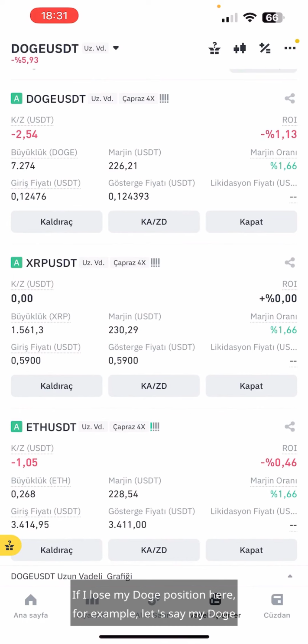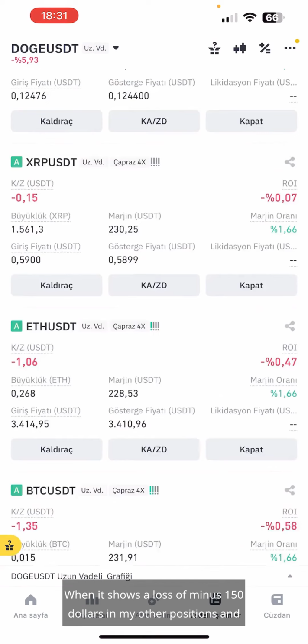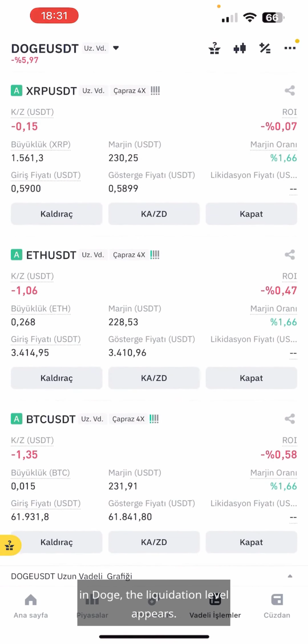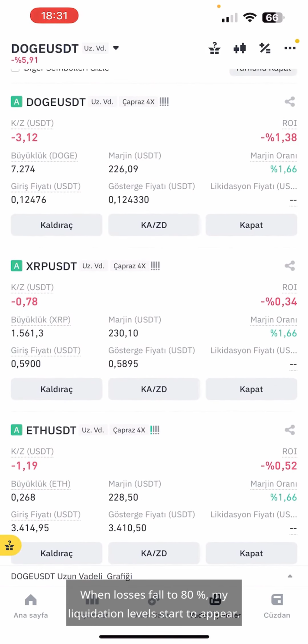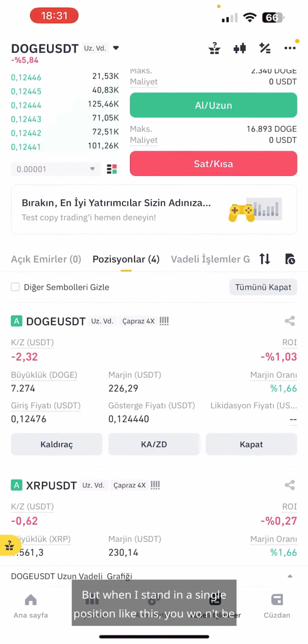If I lose my Doge position here, for example, when it shows a loss of minus $150 in my other positions and in Doge, the liquidation level appears. Or the fourth. When losses on my entire position fall to 80%, my liquidation levels start to appear. But when I stand in a single position like this, you won't be liquidated.